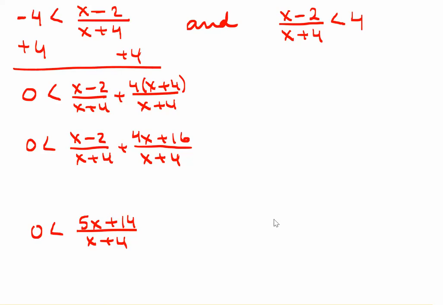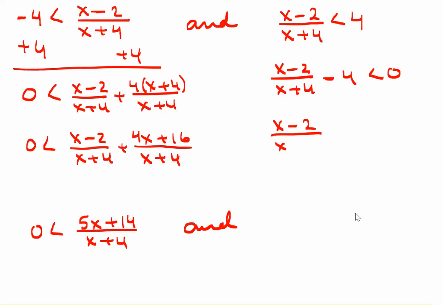The other side is going to be about the same challenge here. So in this case, we're going to subtract 4 from both sides. Again, now comparing to 0, get some common denominators here, which is x plus 4. Multiplying now x plus 4, and distributing that 4 so we can put the two fractions together.